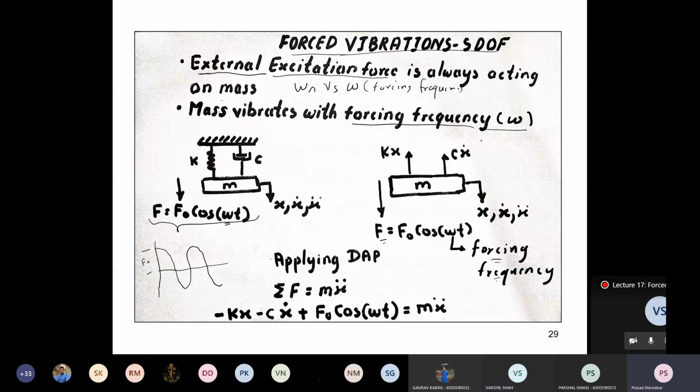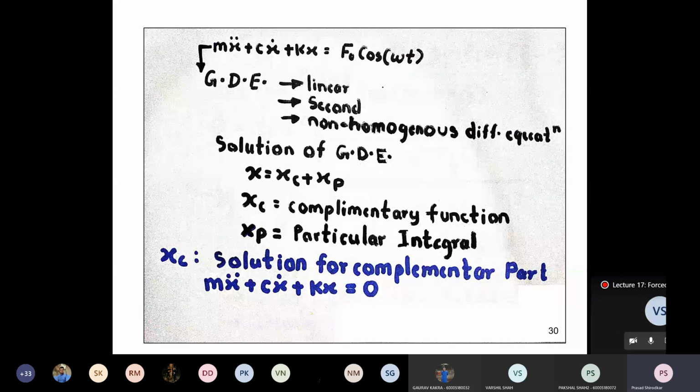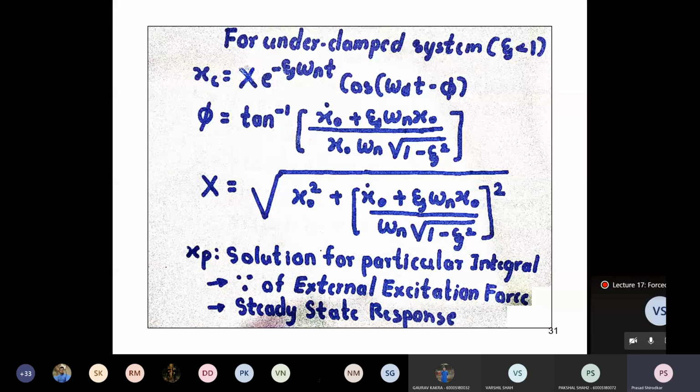So we'll continue with the recap. This was the governing differential equation. We established the governing differential equation. It is linear, second order, and non-homogeneous, which gives rise to a two-part solution, complementary and particular. The complementary part is similar to the solution of free damped vibration, and this was the solution.